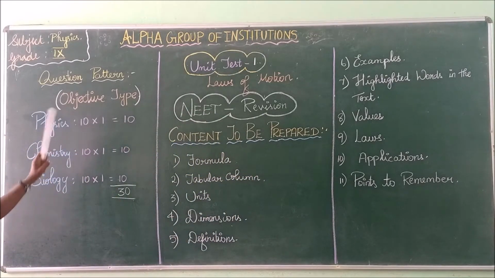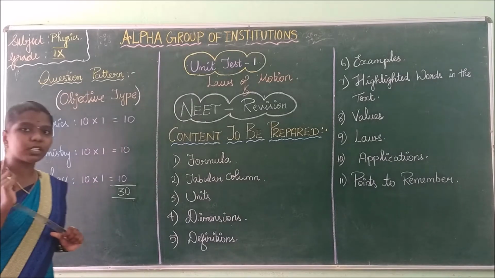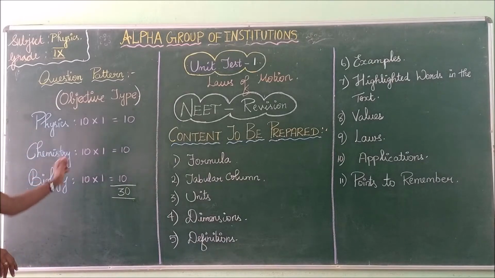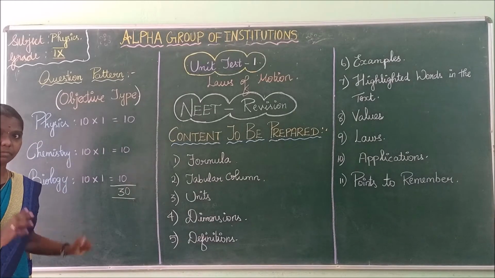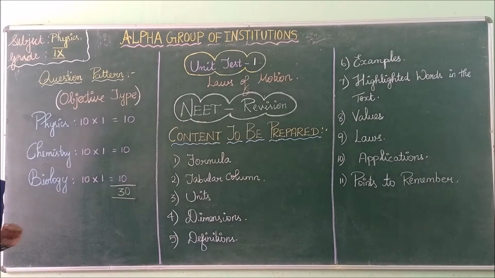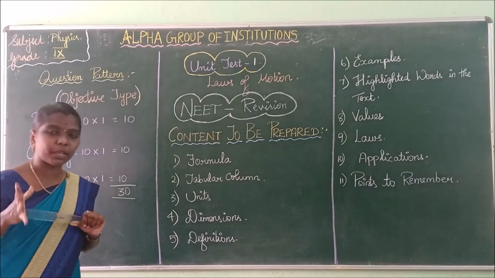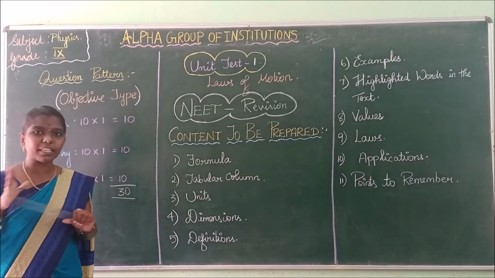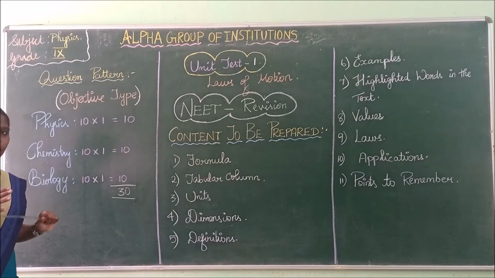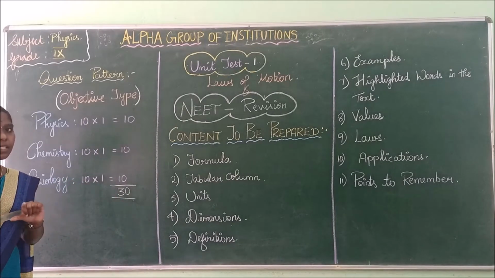From physics you will get 10 questions. Each question carries 1 mark as it is the objective type. Physics 10, biology 10, and chemistry you will receive 10 questions. Total 30 questions. Each question carries 1 mark, so in total you will be writing for 30 marks.